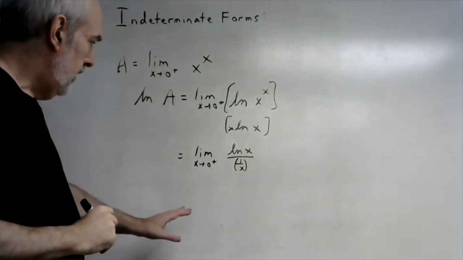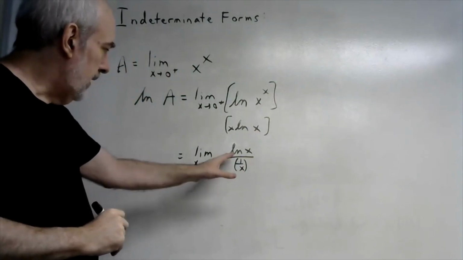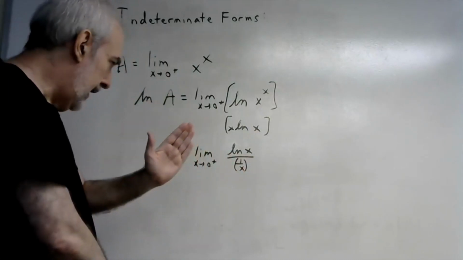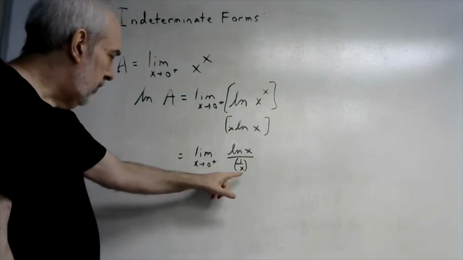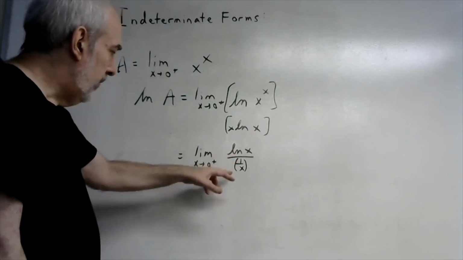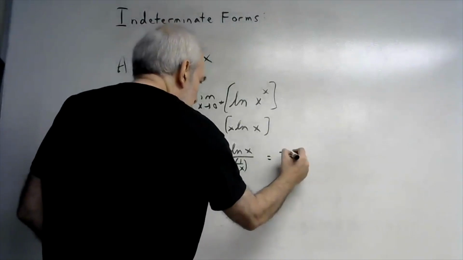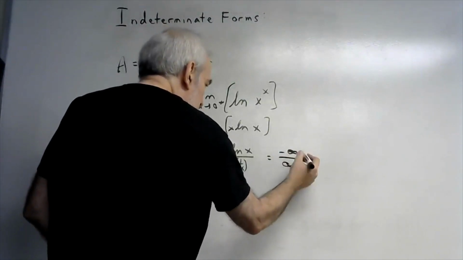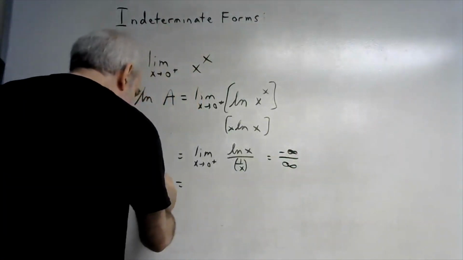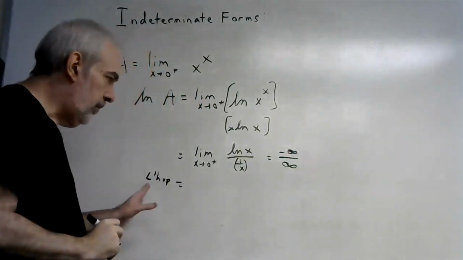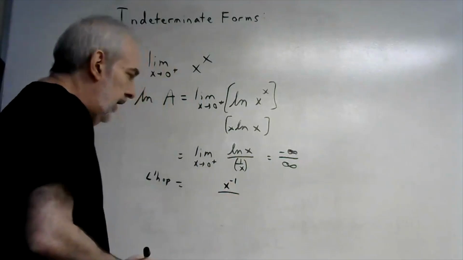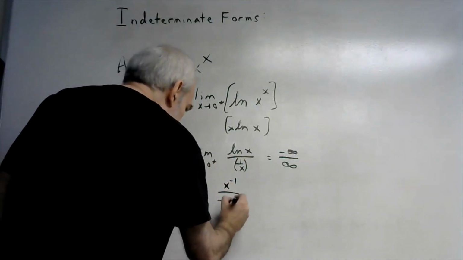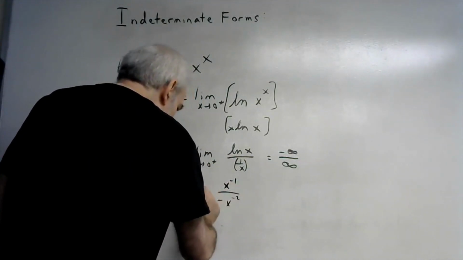Okay, then as x approaches 0, we get ln of 0, which plunges to negative infinity, over 1 over positive 0, which is approaching positive infinity. So we have infinity over infinity, and therefore we can use L'Hopital's rule. By L'Hopital's rule, the derivative of the top would be 1 over x, or x to the negative 1. The derivative of the bottom is negative x to the negative 2.